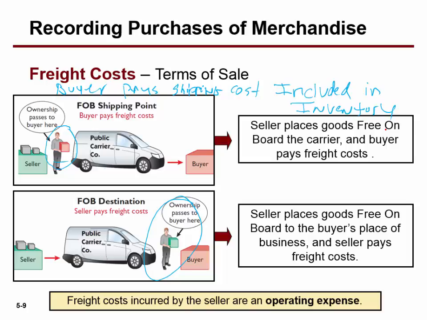Can I sell the inventory in my store in Nordstrom if it's still in Iowa? Assuming I have a store in California, I can't sell it in my store in California until I get it here from Iowa, right? So any cost that you have to pay to get an asset to where you can use it in your business is part of the cost of that asset. So it's included in the inventory.